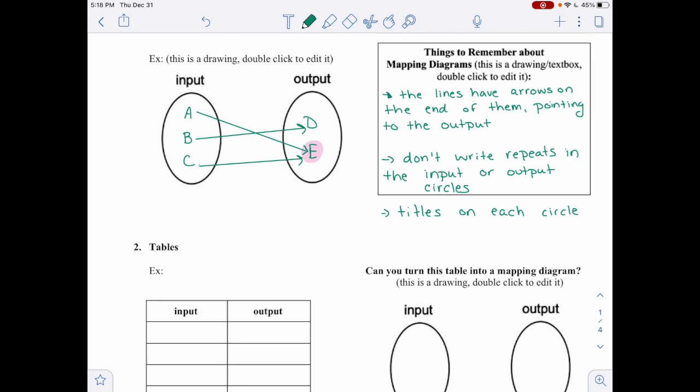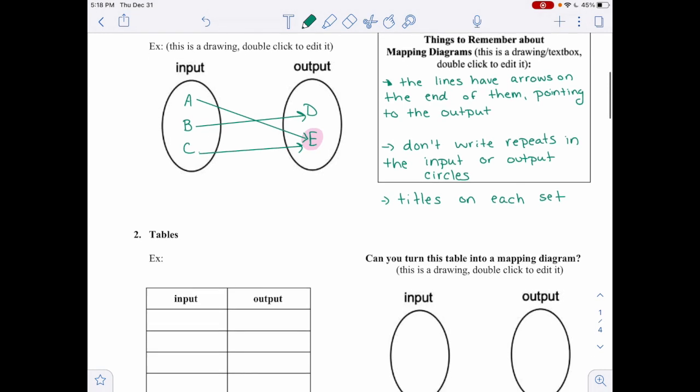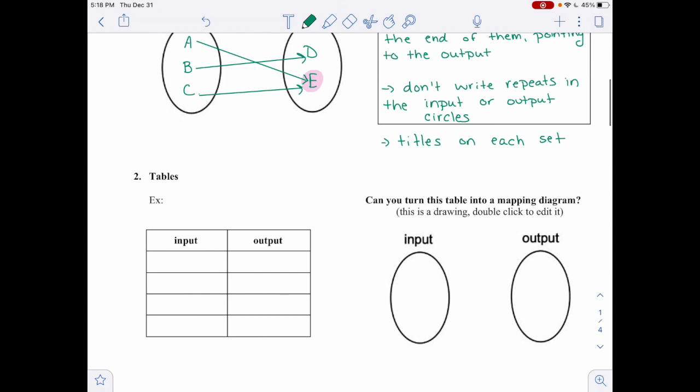They don't have to be circles. They can be ovals, they can be squares, rectangles, whatever. So I'll just put titles on each set. So don't necessarily think like, oh, it's a square, it's not a mapping diagram. No, it's okay. It doesn't matter what shape the mapping diagram is.